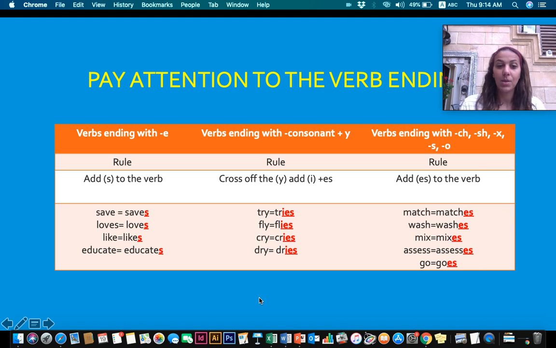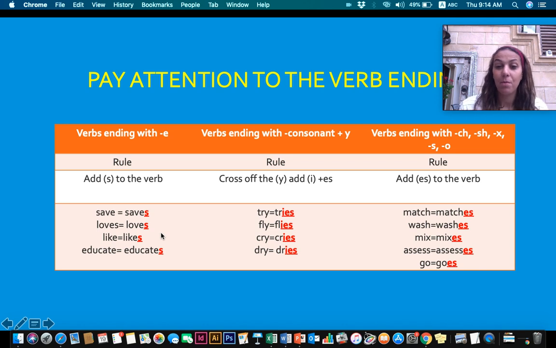The rule states that if the verb is ending with an E, all I need to do is just add an S. So let's take a look at these examples. I have the verb save. When I change it into the singular verb, I say saves. I only add an S. Same thing with love, loves, like, likes, educate, educates. I only add an S at the end of these verbs.